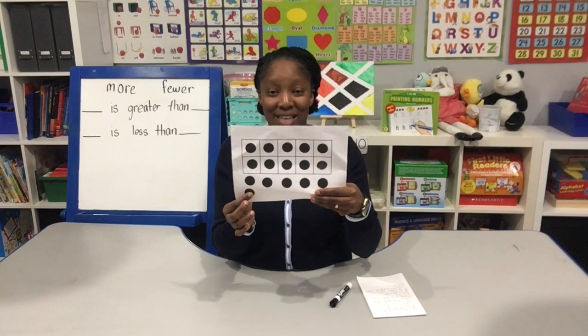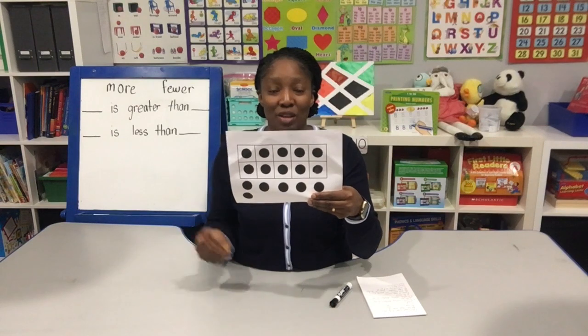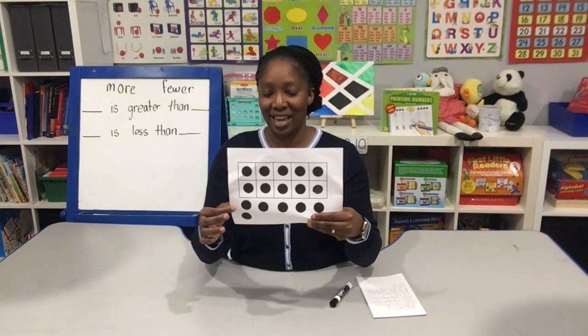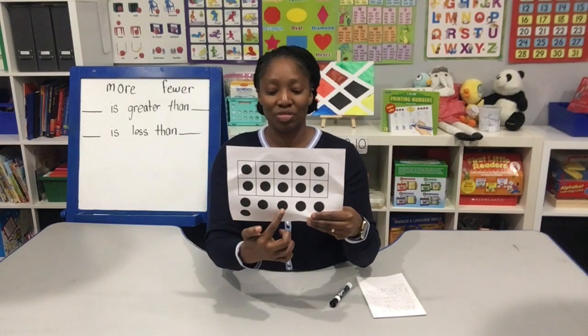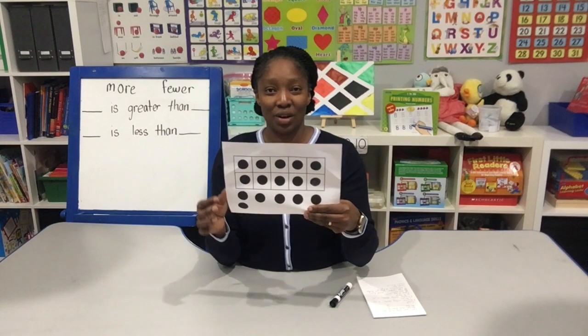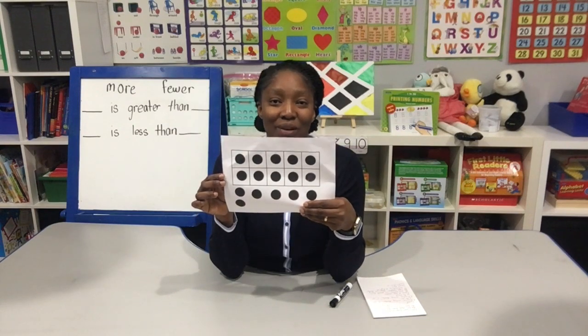That was one way to count. 10, because when the frame is full, it's 10. So 10, 11, 12, 13, 14, 15, 16. What's another way you know how to count that?